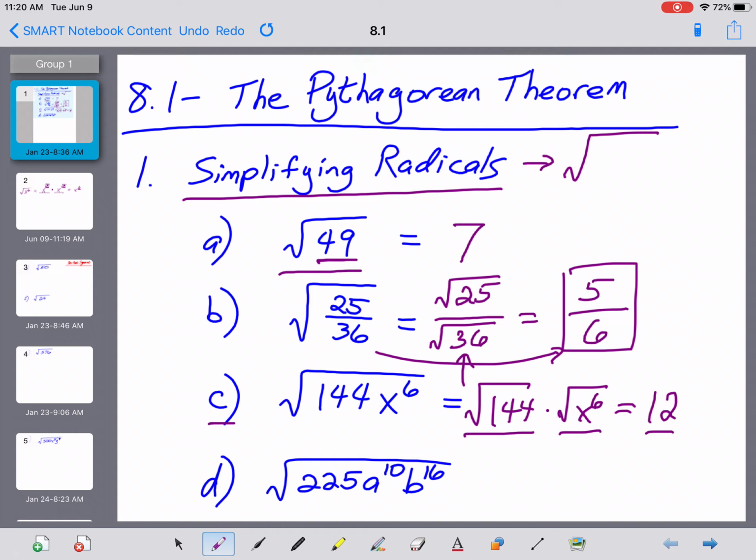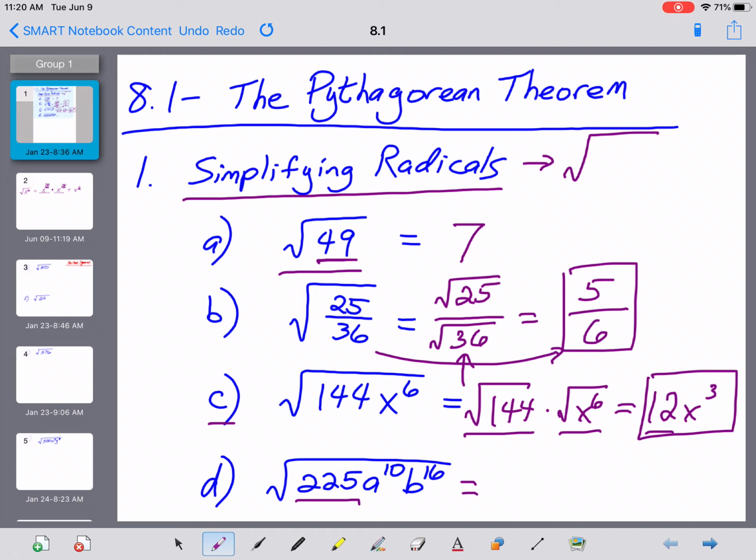The square root of x to the 6th is found just by taking the exponent and cutting it in half, so that's an x cubed. And that's our answer there for C. 12x cubed is the square root of 144 x to the 6th. Now D really works the same way as C. We just kind of took it up a level by introducing a second variable. But again, we'll just break this up, and this one I think we can do mentally.